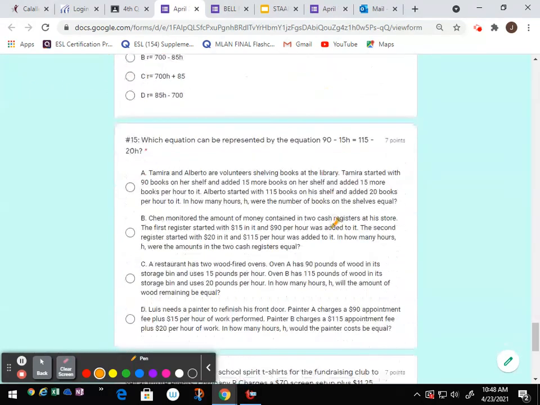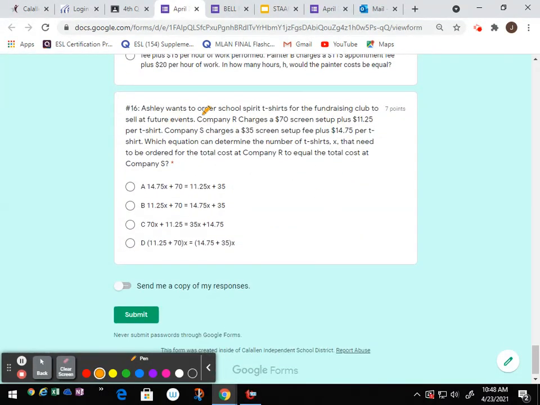And the last question we're going to look at is 16. Ashley wants to order school spirit shirts for a fundraiser for a club to sell at future events. Company R charges $70 for a screen setup plus $11.25 per shirt, keyword per. S charges $35 per setup plus $14 per t-shirt. Which equation can be determined to show the number of t-shirts X that is needed to be ordered for the total cost of R to equal S? Okay, so we want R to equal S.